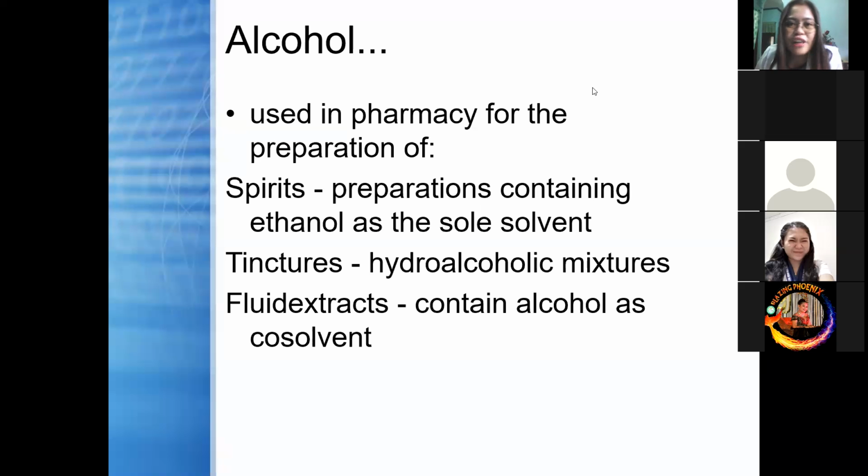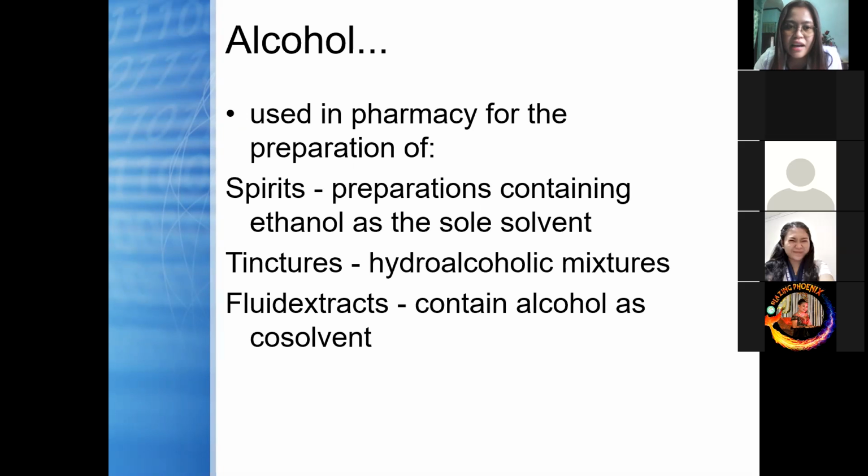So, alcohol, class, is also used in the pharmacy side for the preparation of the following. When we prepare spirits, tinctures, or fluid extracts, we use alcohol. Especially for spirits, alcohol is the sole solvent. There is no other solvent used for spirits, class, it's just alcohol.